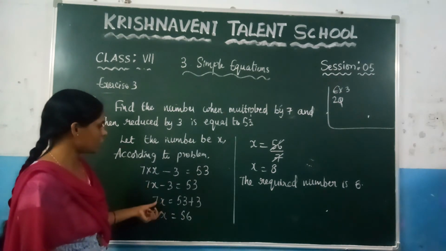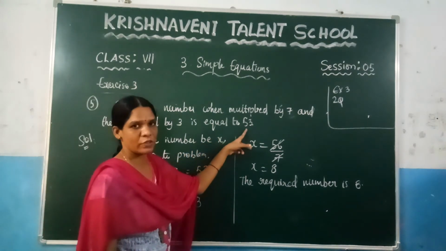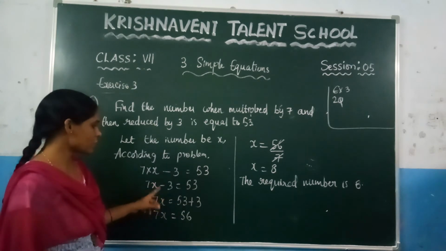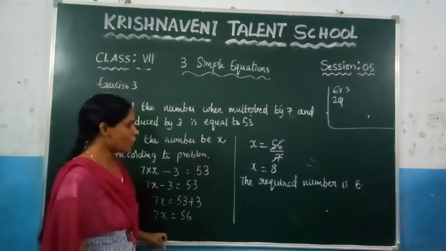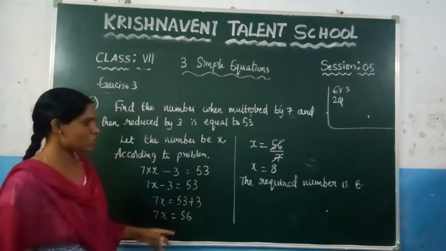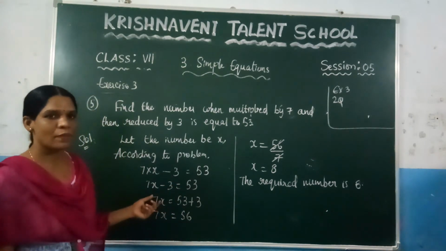After subtracting, what do we need to get? What is given here? 53. So after subtracting, you need to get 53. And by using the transposition method, we have found the value of x, which is the required number. If you want to check, just put that value of x in the LHS.